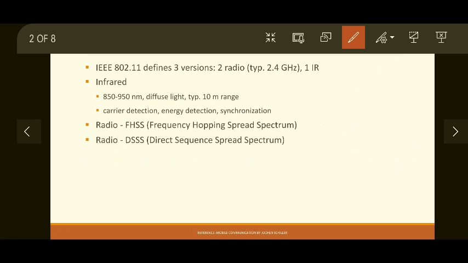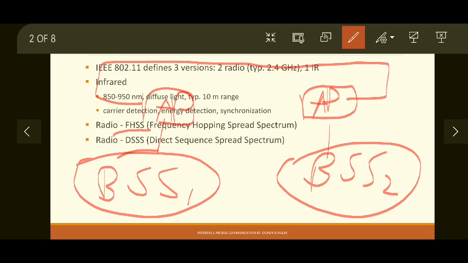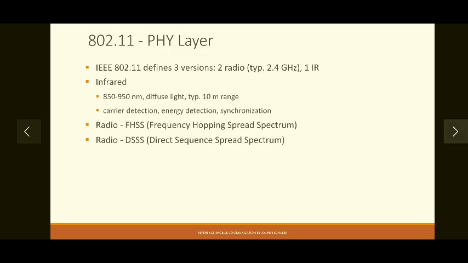The other two layers, which are radio layers, are of two types. The first is based on FHSS and the second is based on DSSS. We studied both these technologies in the first chapter: frequency hopping spread spectrum and direct sequence spread spectrum. A wireless LAN has several basic service sets, like BSS1 and BSS2, as we saw in the last video. All are connected to a distribution system via an access point. Although they are connected to different access points, they are part of the same wireless LAN. How they differ from each other is decided by these two layers, either FHSS or DSSS. If they use different radio physical layers, they will be part of different basic service sets. Let's see these two radio layers one by one.